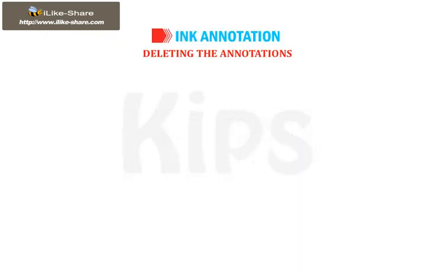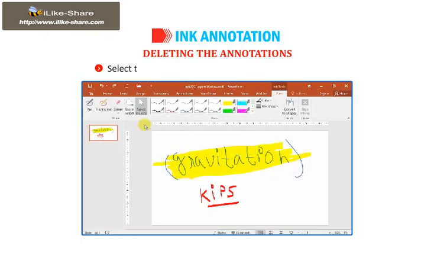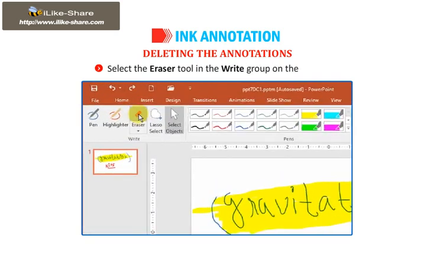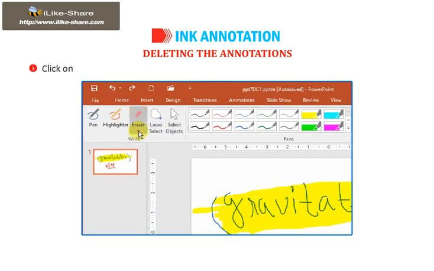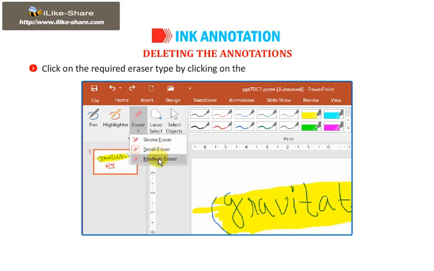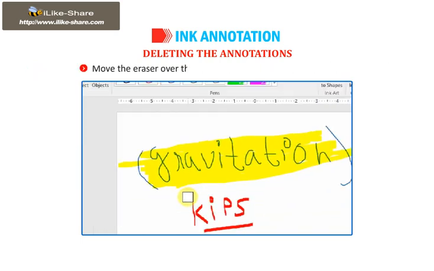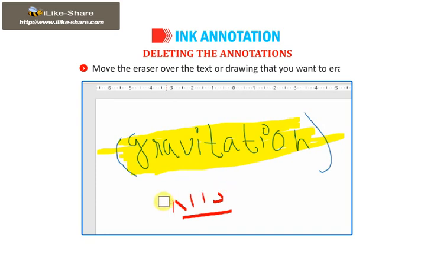Let us learn how to delete annotations. Select the Eraser tool in the right group on the Pens tab. Click on the required eraser type by clicking on the drop-down arrow of the Eraser option. Move the eraser over the text or drawing that you want to erase.